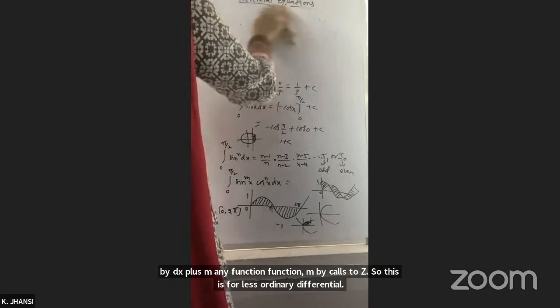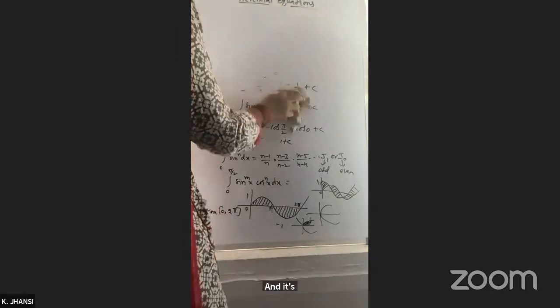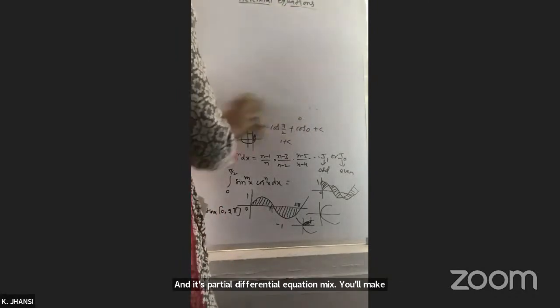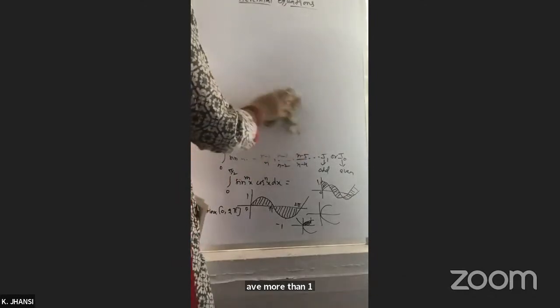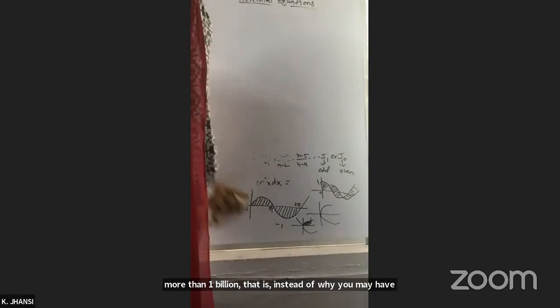And next, partial differential equation means you may have more than one variable. That is, instead of y, you may have z or t like that. If you have another variable, then we call it a partial differential equation.